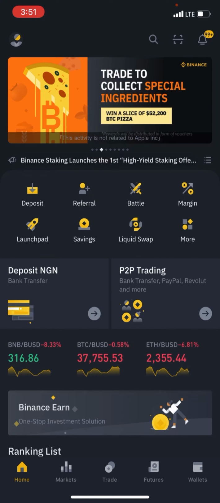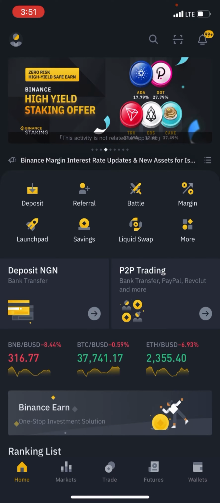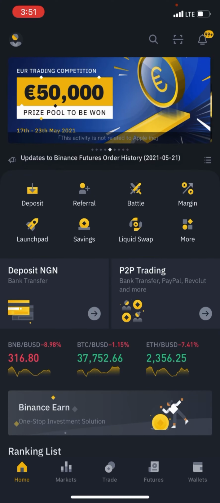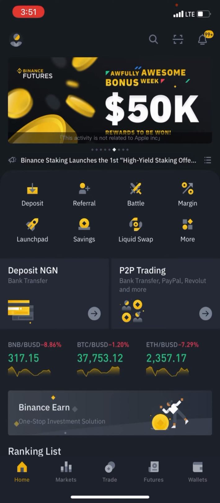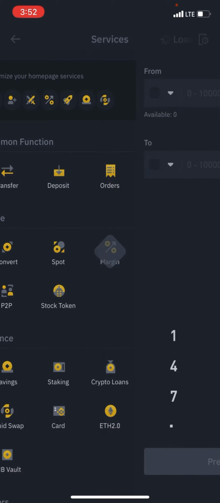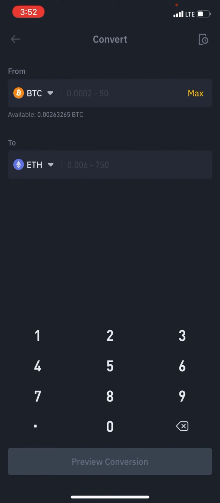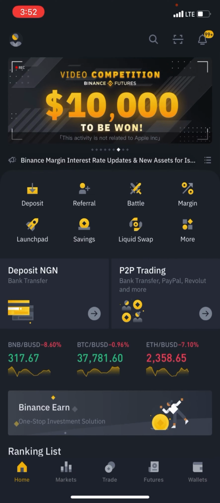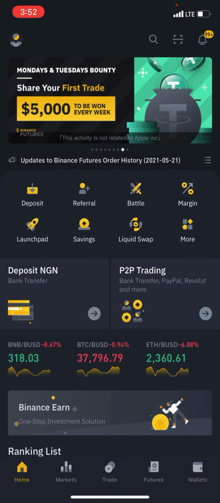So a whole lot of people only know how to do this, which is not actually the right means of converting BTC to USDT. A lot of people like coming here, then they click on convert and they input whatever crypto asset they want to convert to. So this is the best method, the best means of converting your BTC to USDT.